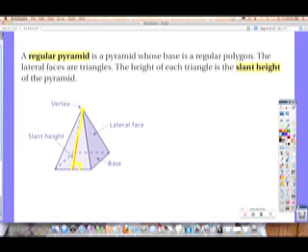Okay, this one, can you see this vocab word? This vocab word is talking about this entire part of the pyramid. Guys, what's this part called? Lateral face. So it's just the outside part of the pyramid. You okay with those vocab words? Okay, let's start putting them.